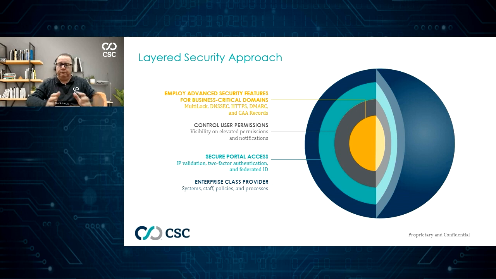So, first off, you've got to use enterprise class providers. They're going to mirror what your organization is trying to achieve in terms of the policies around their system, their staff, and processes. It's table stakes now that you've got secure portal access, whether it be single sign-on, federated identity using SAML 2.0, or things like two-factor and IP validation. And then constant review of your user permissions. A lot of companies will just say, give them access to everything. And they're a trustworthy user. There's no reason you can't do that.